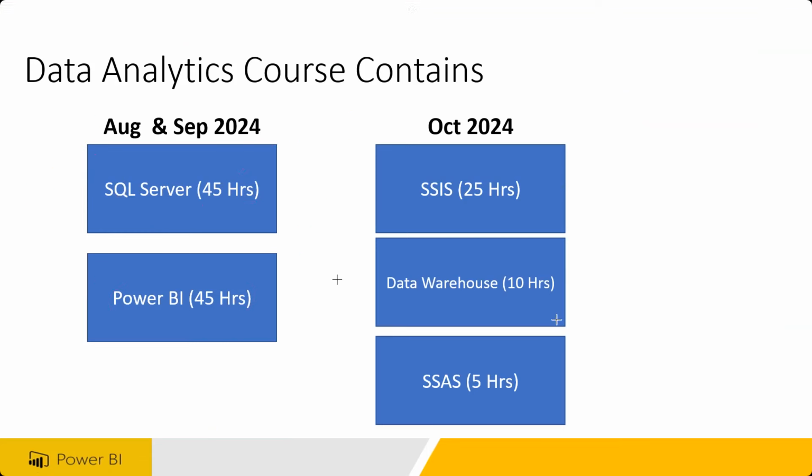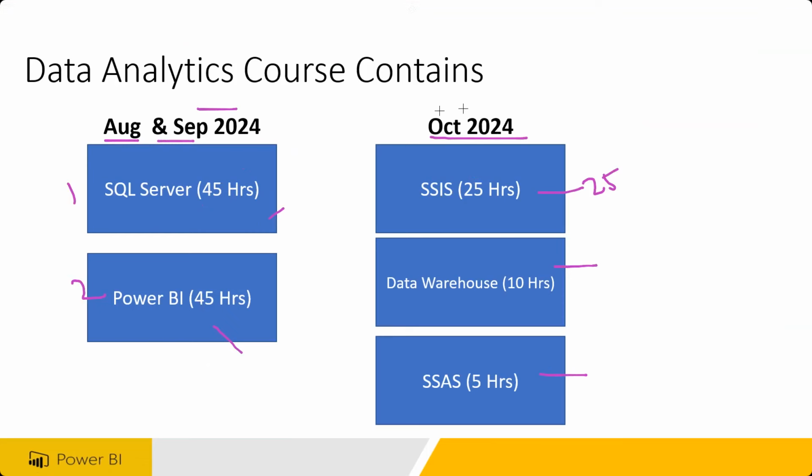So for the first 2 months, we're going to be concentrating on only these two, one and two. These are live classes, these are videos. And from October, we're again going to have SSIS for 25 hours. It will be 1 month. And data warehousing and SSAS will take another 1 month or 1 month, 10 days. So you will be able to complete.